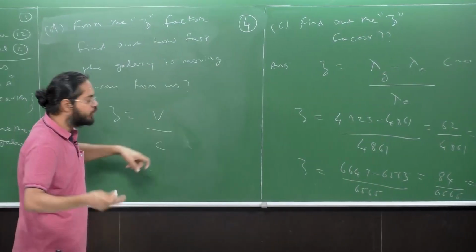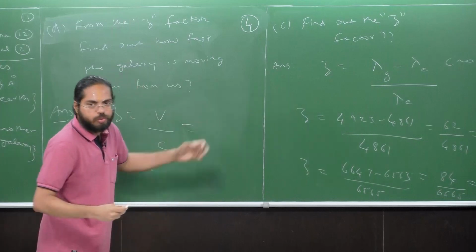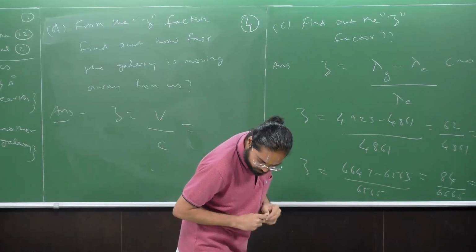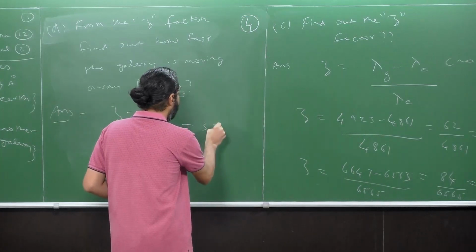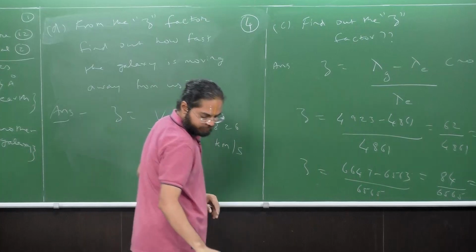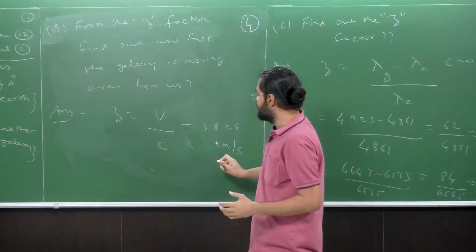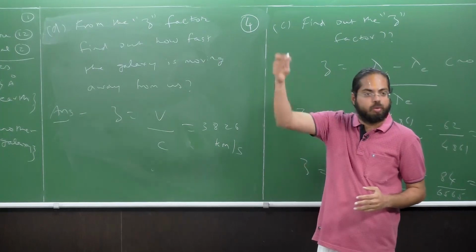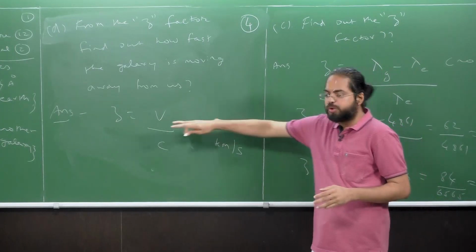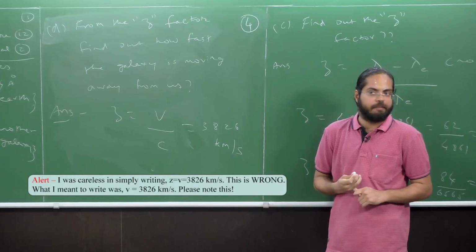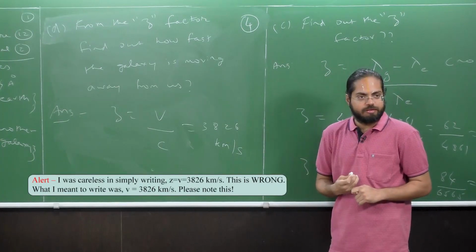So once you substitute it, what answer do you get? Just check and verify if you get the following number. It's approximately 3826 kilometers per second. You can take care of the unit. 1 meter is 10 to the power minus 3 kilometers. So just make sure you do that modification, and this will be 3826 kilometers per second. Are we fine with this?